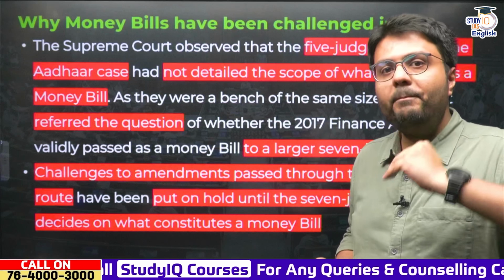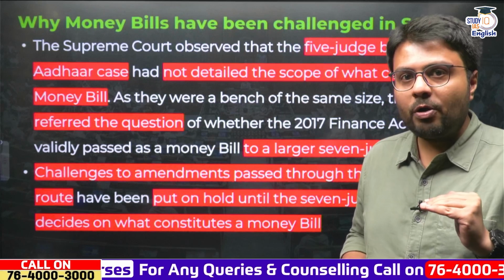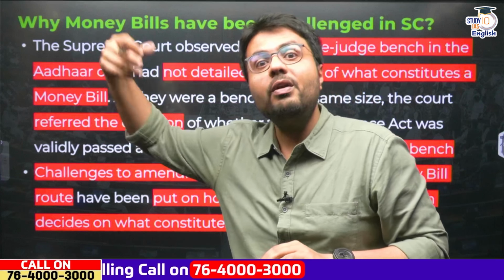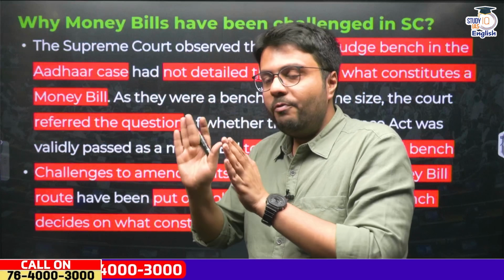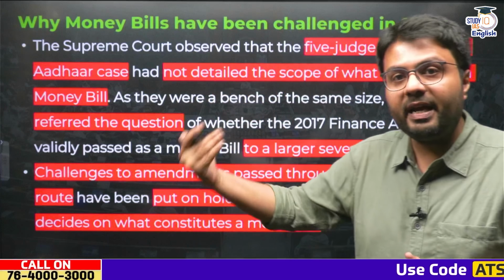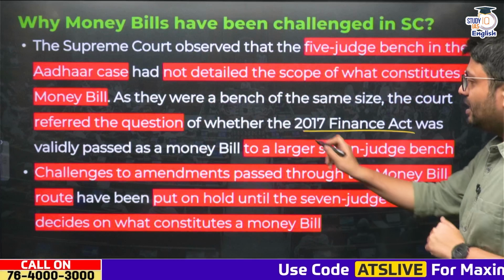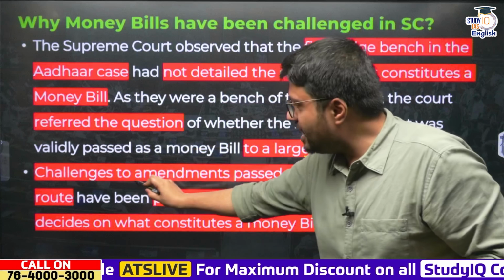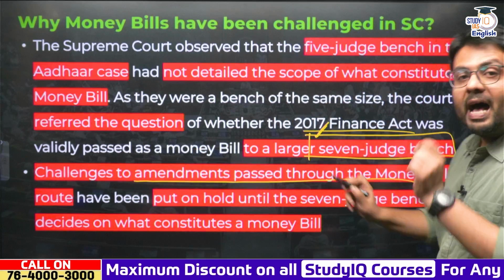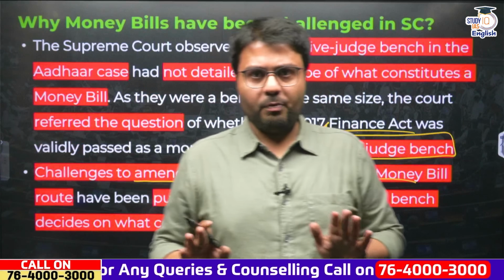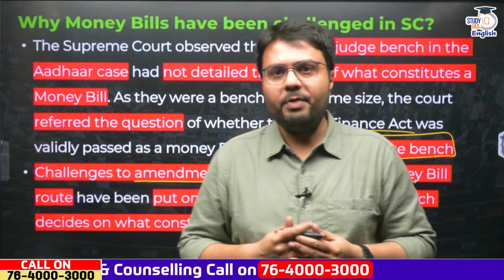So whether a bill can be designated as a money bill or not, the conditions relating to it can only be decided by a bench consisting of a larger number of judges. As a result, whether a bill can be designated as a money bill or not, and what the factors behind it are, would be taken care of in future by a 7-judge bench. And until this 7-judge bench gives a judgment, any challenges to amendments passed through the money bill route have been put on hold. That judgment is currently pending in the Supreme Court.